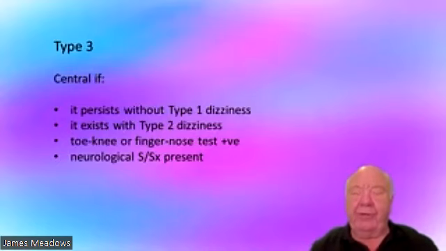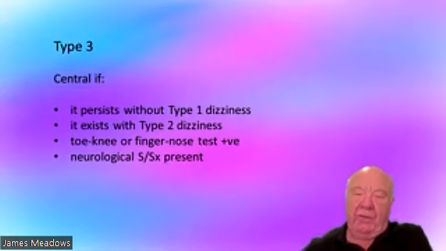So type 3 dizziness, as I say, if the vertigo goes away and they've still got disequilibrium, it's probably neurological. If it exists with type 2 dizziness, it's almost certainly neurological. You can do the toe to knee test, the heel to knee test, finger to nose test. If they're positive, neurological, any neurological signs and symptoms present suggest that this is central as well.